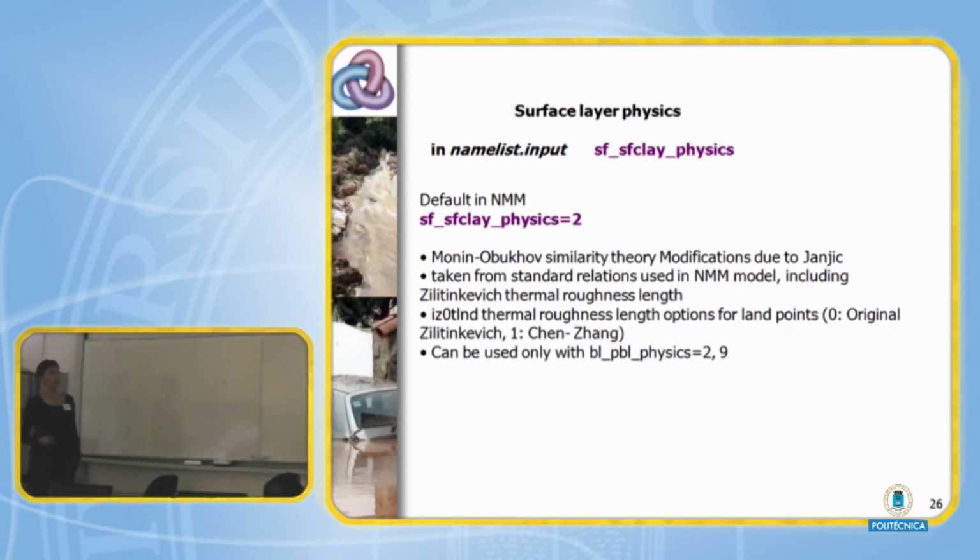And how can we choose? We can also choose surface layer physics from the name lists. There are several options for surface layer physics also. The default in NMM is 2, which means that we are using Monin-Obukhov similarity theory with substantial modifications by Professor Janjić. And also in this surface physics, you will use the Zilitinkevich thermal roughness length, a very new and very specific parameter in surface physics. But the limitation is that you can use these two only if you use PBL options 2 and 9, which is Betts-Miller-Janjić, for example.